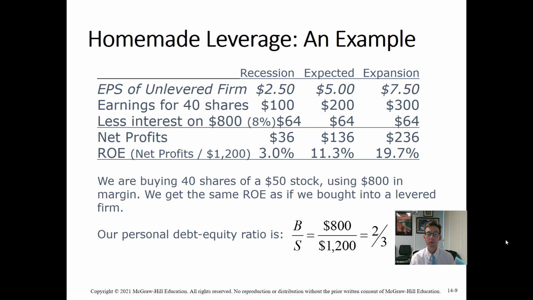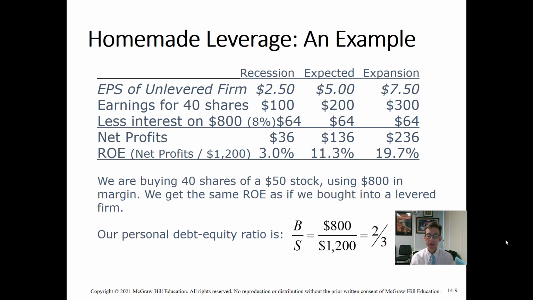Now, if you will note, these ROEs are identical to the ROEs of the levered firm. And so we have completely been able to replicate the pattern of cash flows that comes from owning the shares of a levered firm simply by creating leverage in our own account, buying the unlevered firm and then buying more of it with borrowed money.